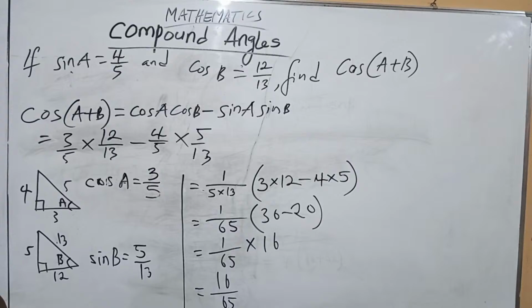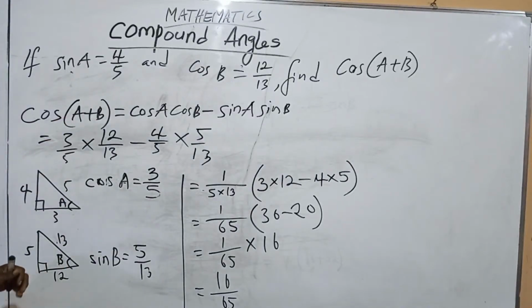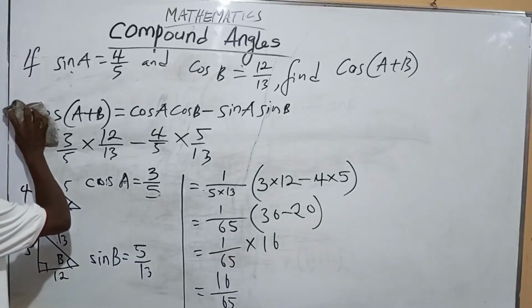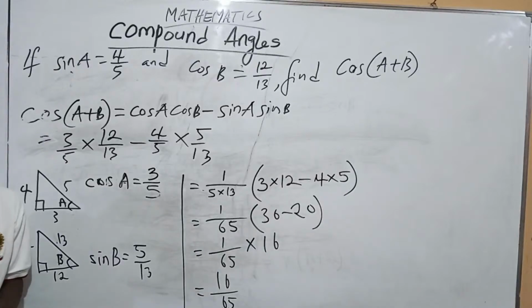Remember, we have done the plus, but we have not done the minus. It's good we do both the plus and the minus. So let's look at cos A minus B. Yes, cos A minus B. That is very important. It's good we do everything.